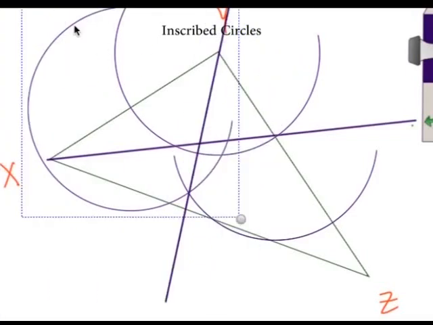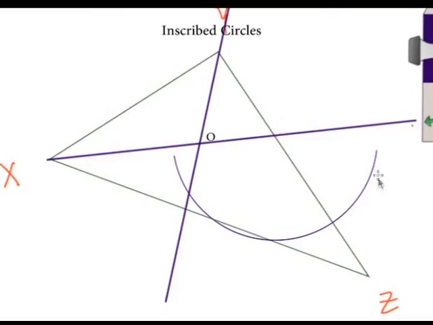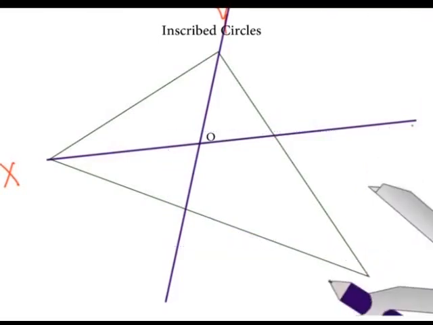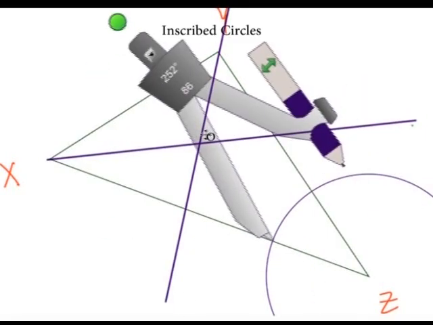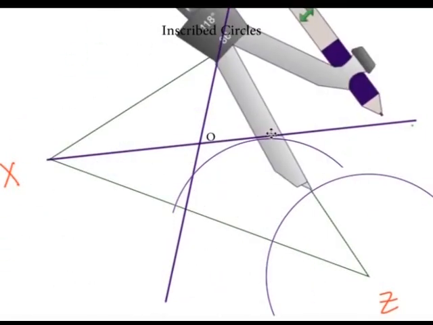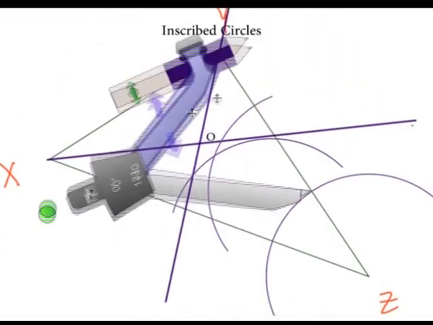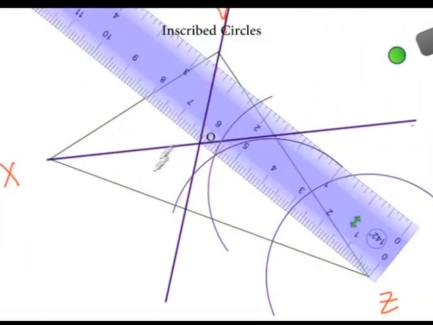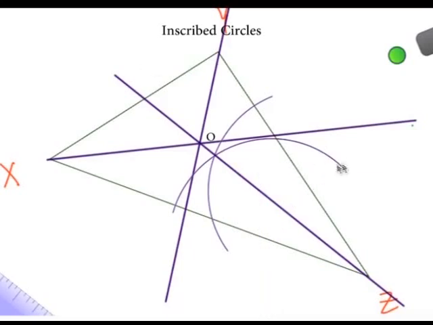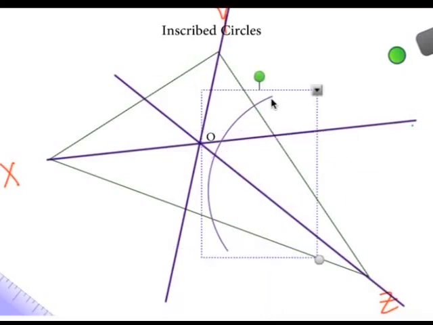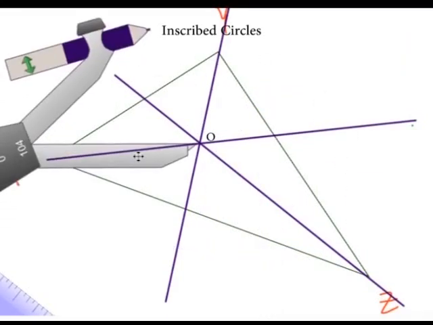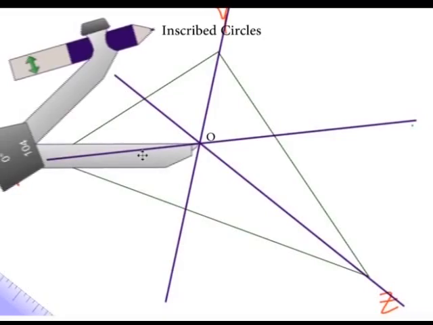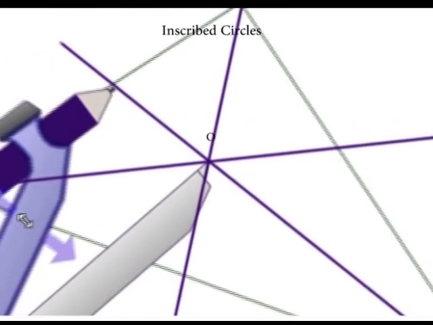Those two bisectors intersect at O here. This is the incenter of the triangle. If we bisect Z, the bisectors will still intersect at O. If a circle is drawn with this center, it will be an inscribed circle to this triangle.